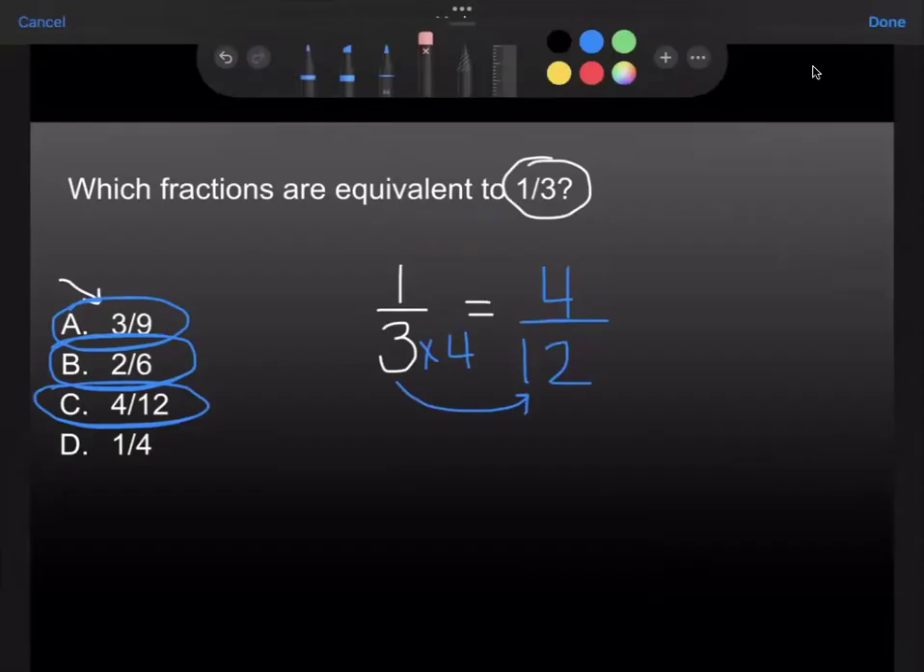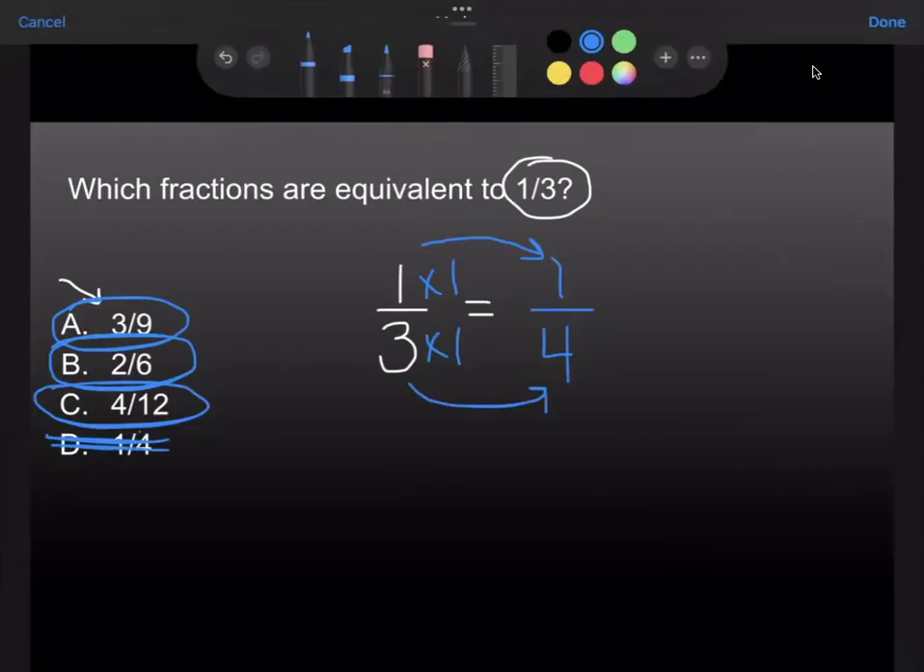All right, let's check that last option, and that is 1/4. So to go from 1 to 1 using multiplication, I just multiply times 1. If I do 3 times 1 on the bottom, do I end up with 4? Nope, I should end up with 3. So that means 1/4 is not equivalent to 1/3.